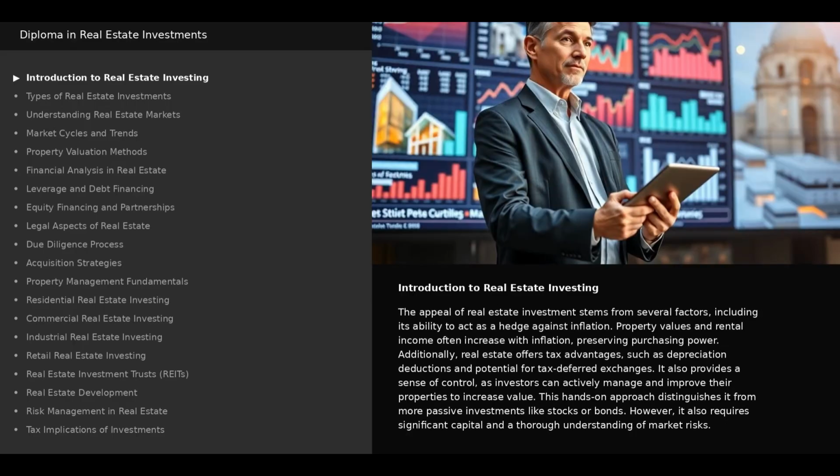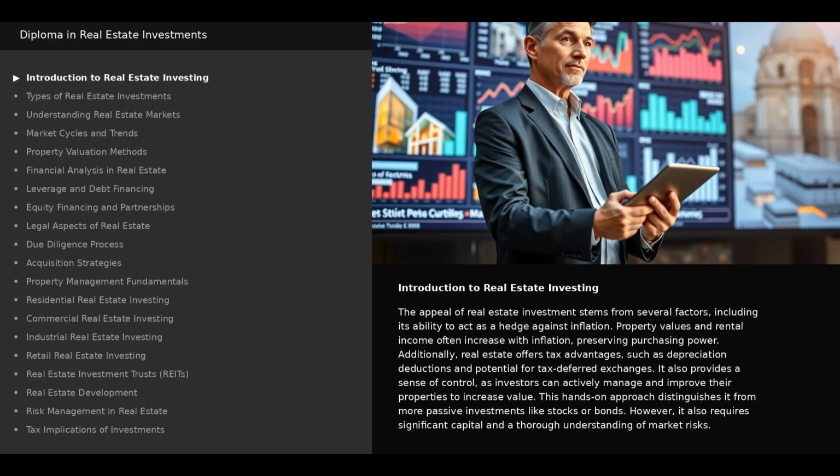The appeal of real estate investment stems from several factors, including its ability to act as a hedge against inflation. Property values and rental income often increase with inflation, preserving purchasing power. Additionally, real estate offers tax advantages, such as depreciation deductions and potential for tax-deferred exchanges.